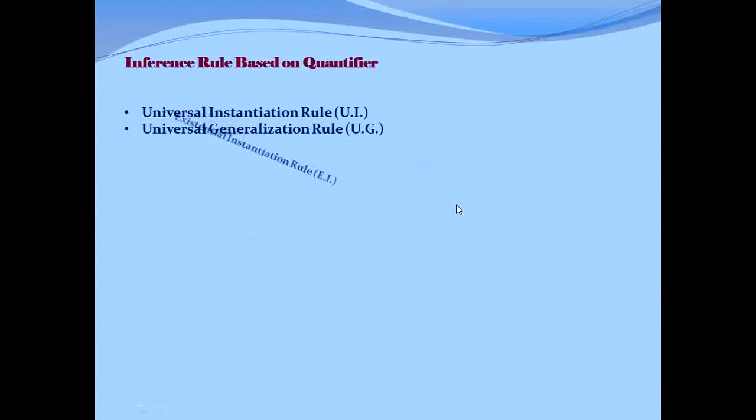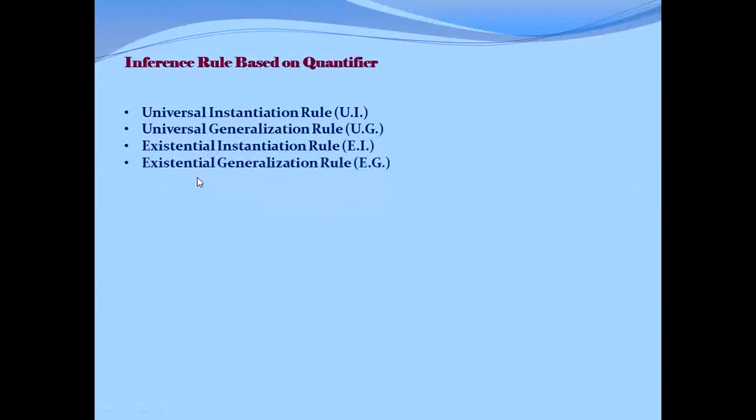Now there are more inference rules. They are based on quantifiers. Among them, the rules are universal instantiation rule UI, universal generalization rule UG, existential instantiation rule EI, and the last one is known as existential generalization rule EG.